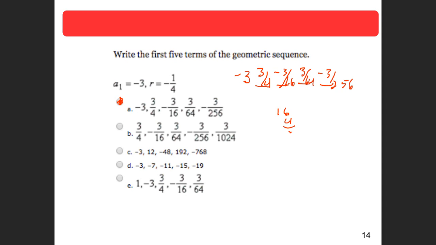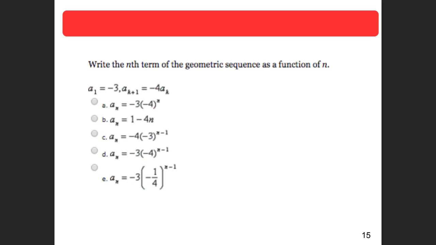All right. Next question. It says write the nth term of the geometric sequence as a function of n. Well, what do we need in order to come up with an nth term? We need the first term. We have it. A sub 1 is equal to negative 3. Now, this is kind of weird. It says a sub k plus 1 equals negative 4 times a sub k. This is like a recursive formula. In order to get to the next term, we multiply the previous term by negative 4. That means the ratio is negative 4.